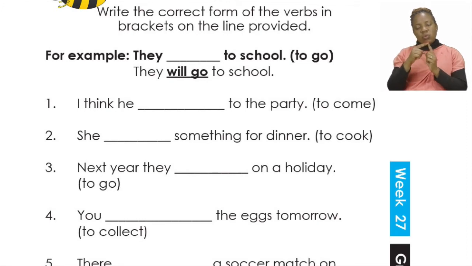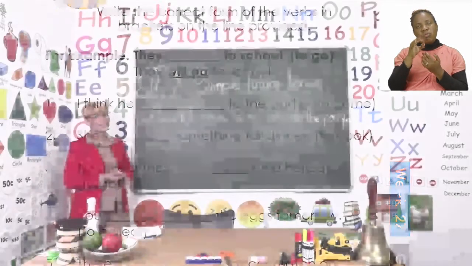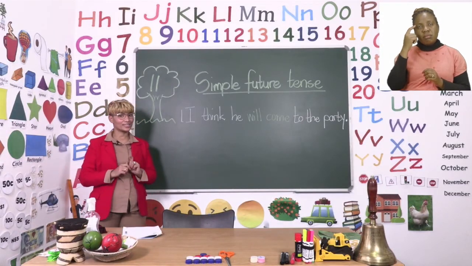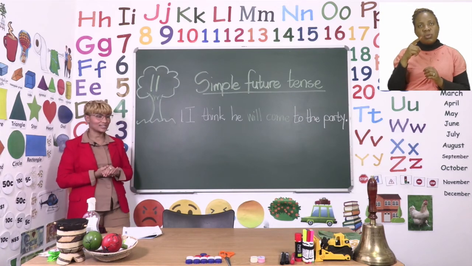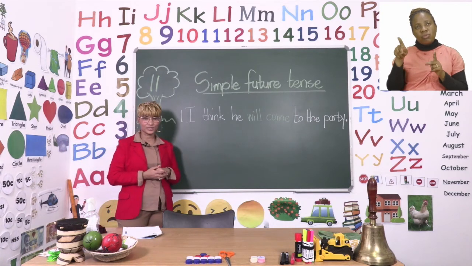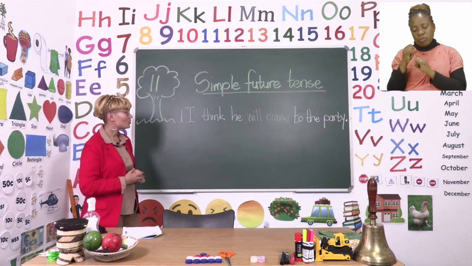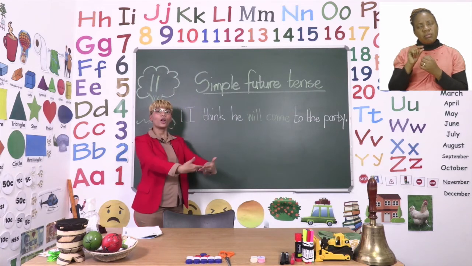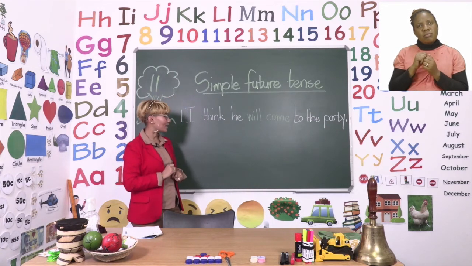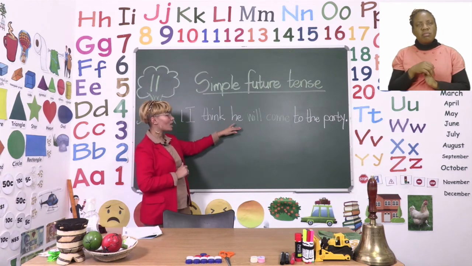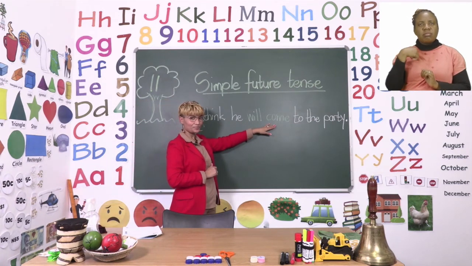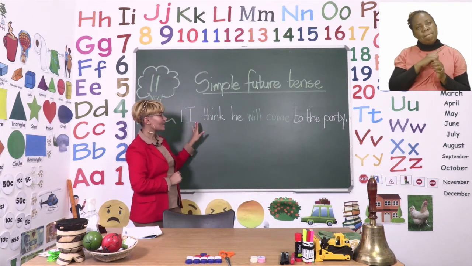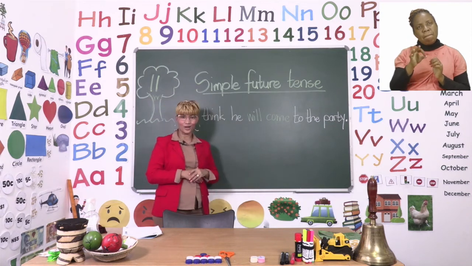Let's quickly do number 1 together. Number 1 reads, I think he, a space, to the party, and then at the end of the sentence you have your verb. And if we change that verb into the simple future tense, which means it will still happen, you say, I think he will come, because it must still happen. I think he will come to the party.